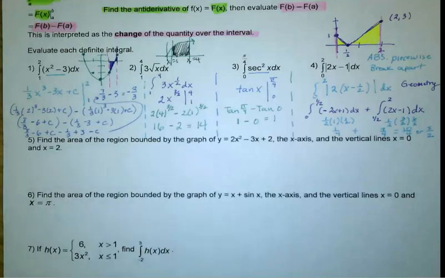Okay, moving on to problem 5. Find the area of the region bounded by the graph of that quadratic, the x-axis, and the vertical lines at 0 and 2. So I went ahead and graphed some of the first ones just so you could get in your mind an idea of what you were trying to find, but not everything needs to be graphed.